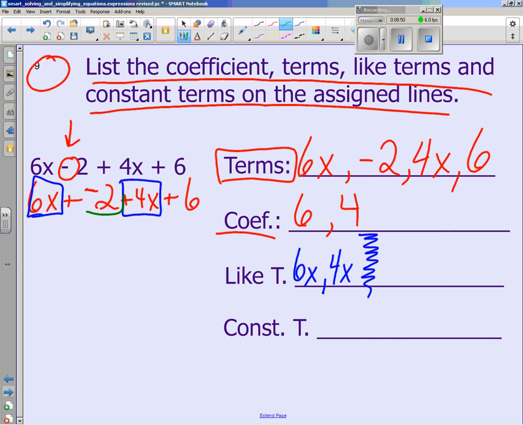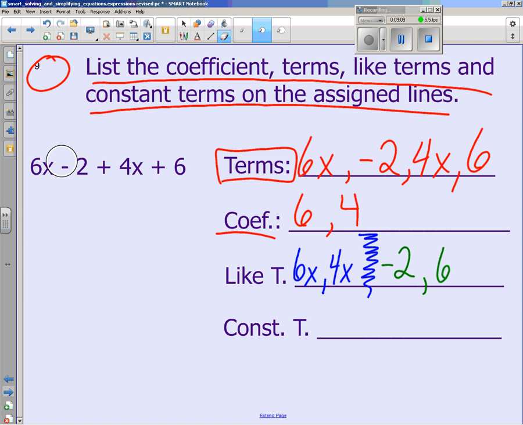Because we also have -2, and that like term, its partner, is plus 6. So over here, write -2 and 6. Those are our like terms. All right? I'm going to go ahead and erase this. Last thing it asks you to do is to identify your constants. If we look up here at the terms that we listed, our constants are -2 and 6. Constants are the numbers that do not have a variable. Okay? Do you have all that down? If not, pause, because we're moving on.